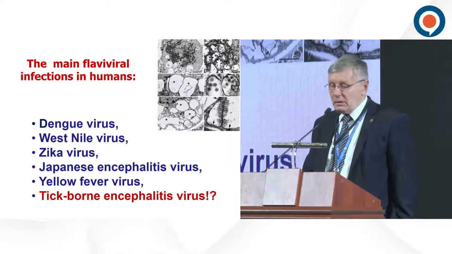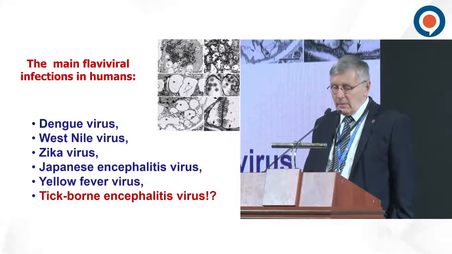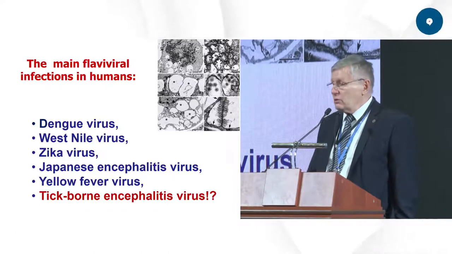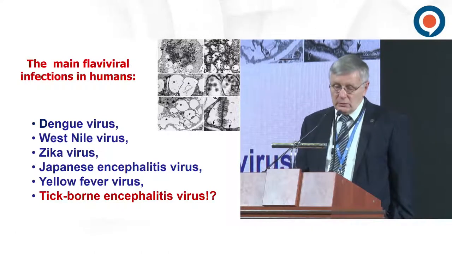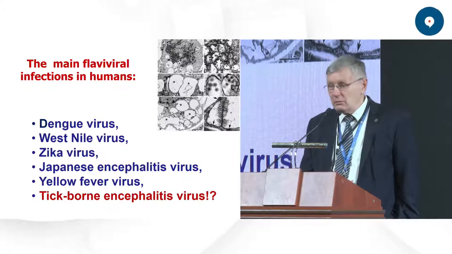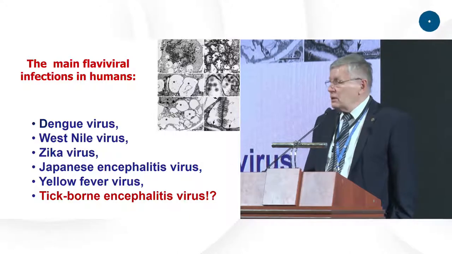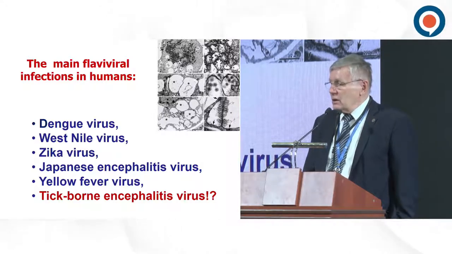You know them, of course: dengue virus, West Nile virus, Zika virus, Japanese encephalitis virus, and yellow fever virus. But tick-borne encephalitis virus is under a question mark. Why? I will tell a bit later. I think we will not speak in detail about the big five viruses.